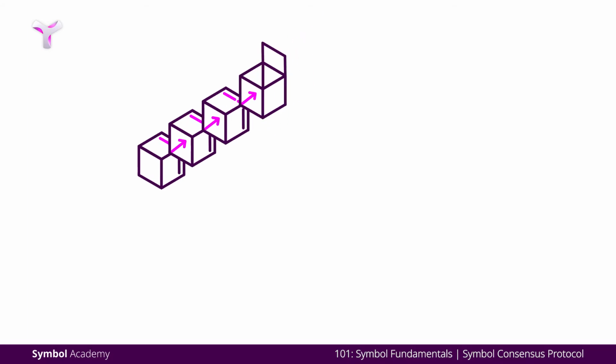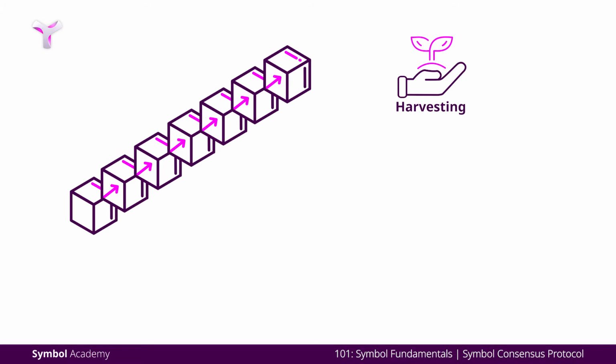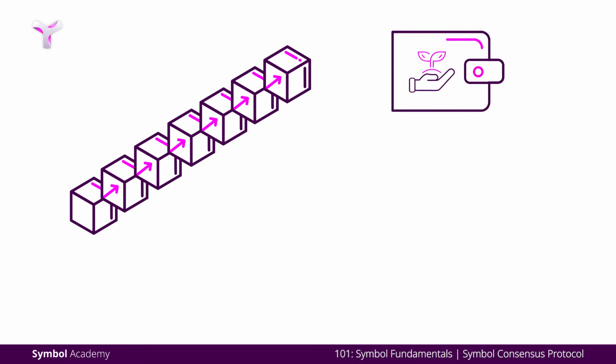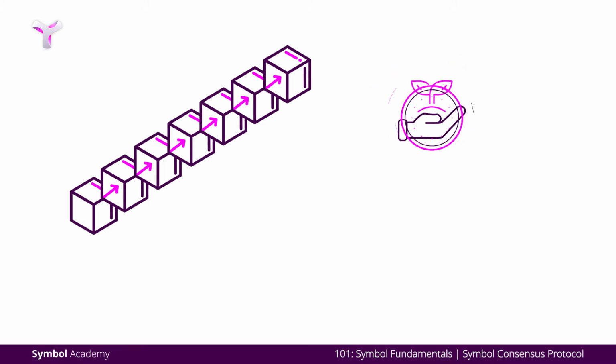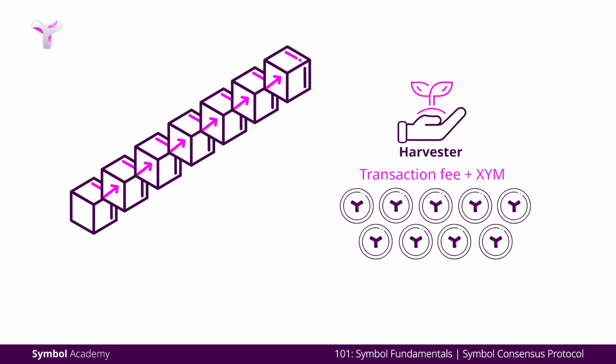On Symbol, the process of creating a new block is referred to as harvesting. An account can participate in that harvesting process by running a node or delegate its importance score to a remote node. In order to harvest, an account needs to stake a minimum XYM and has a non-zero importance score. The account harvesting the new block is referred to as the harvester. It will receive a reward made up of the fees from the transactions in the block and new mosaics injected in the circulation when every block is formed.